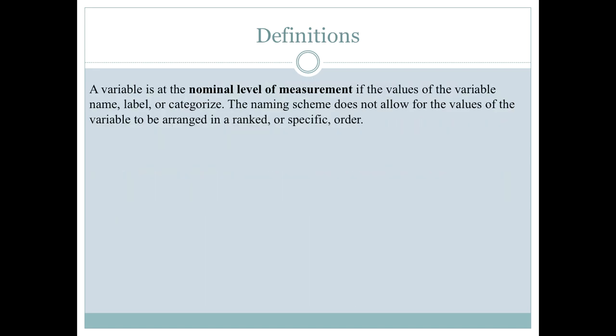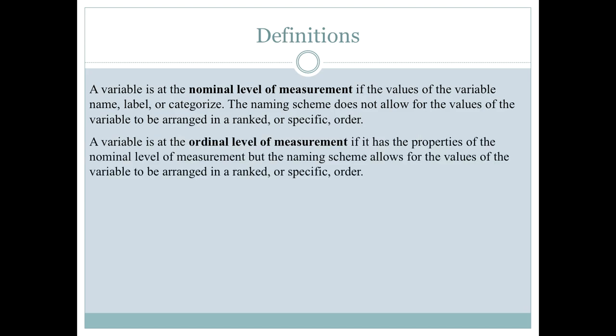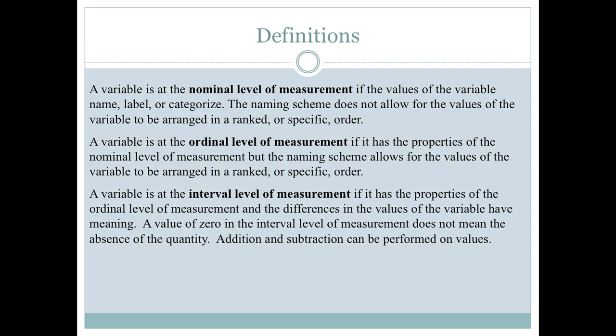Now, we also have levels of measurement, and these are slightly trickier, so I want to spend some time on this. But a variable is at the nominal level of measurement if the values of the variable name, label, or categorize. The naming scheme does not allow for the values of the variable to be arranged in any kind of order. So there's no real order associated. So that's just going to be nominal. Now, ordinal level of measurement has the same properties as nominal, but the naming scheme does allow for some kind of ranking. Okay, so the order actually matters.